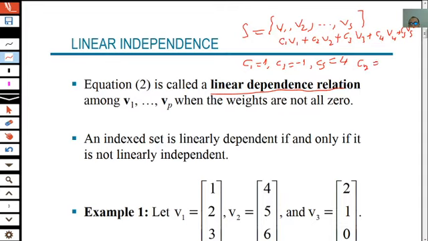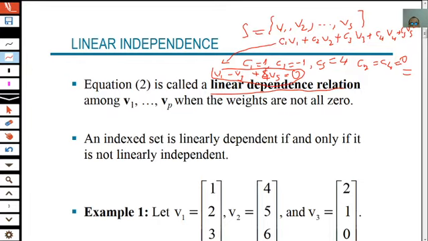Okay, c2 and c4 are 0. So in this case the equation becomes v1 minus v3 plus 4 times v5 is equal to 0. So we have a relation among the vectors v1, v3 and v5. Actually for all of them we have, but some of the weights are equal to 0, you see. And then we say this set is linearly dependent, because we have a non-trivial solution for the system.